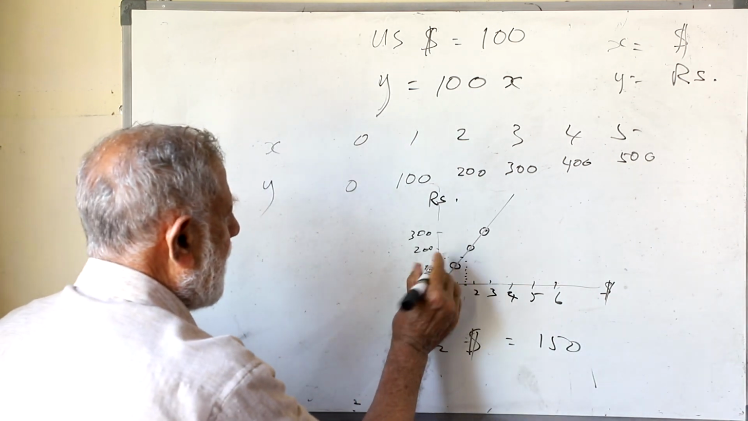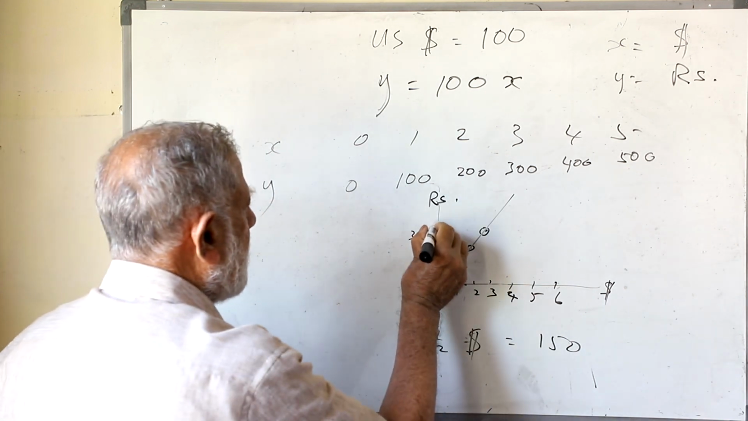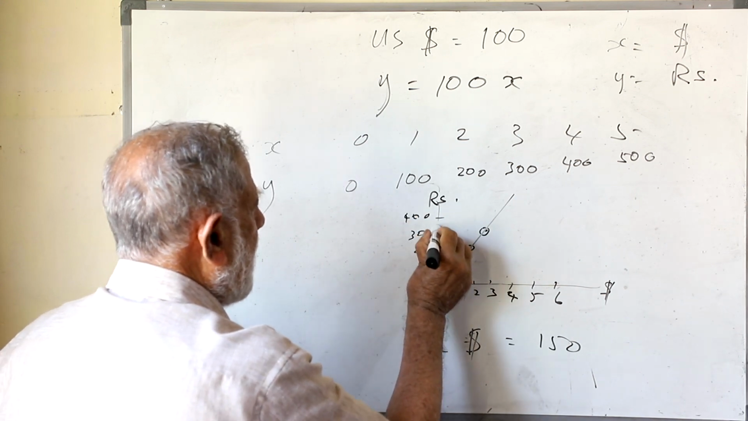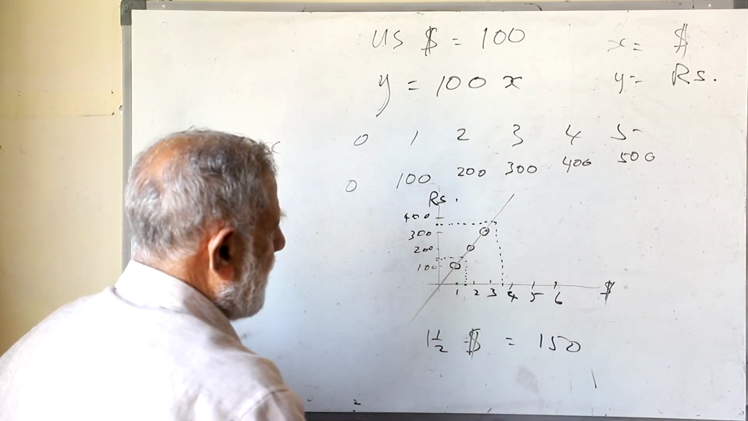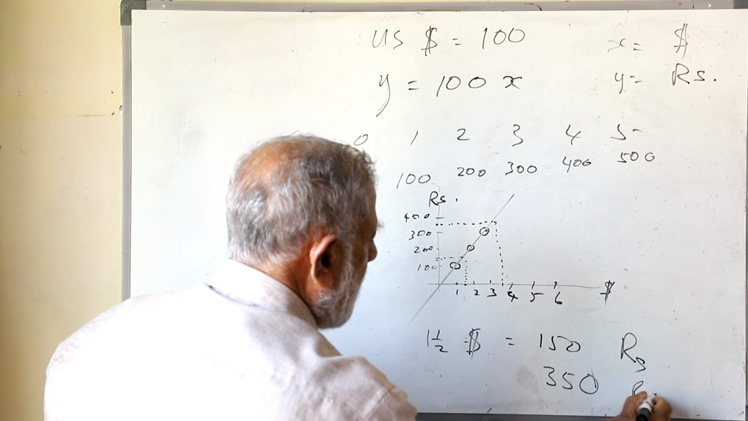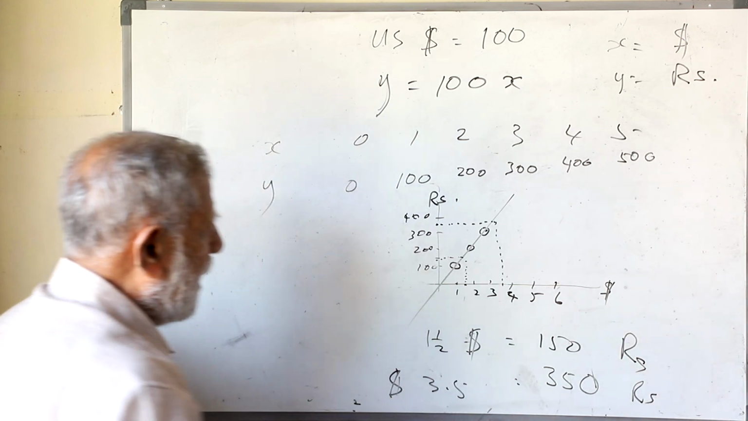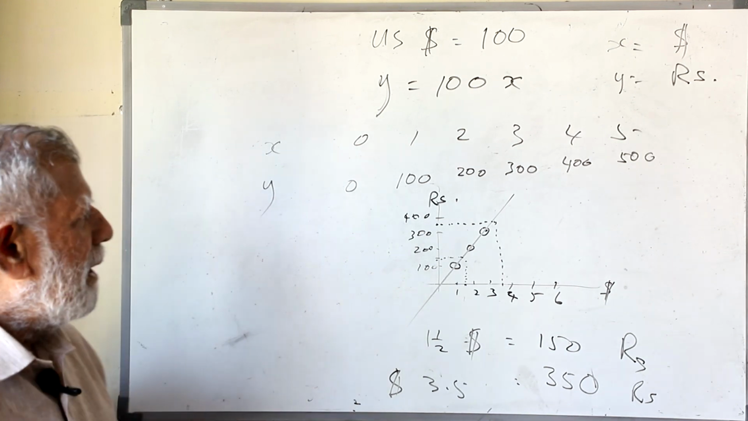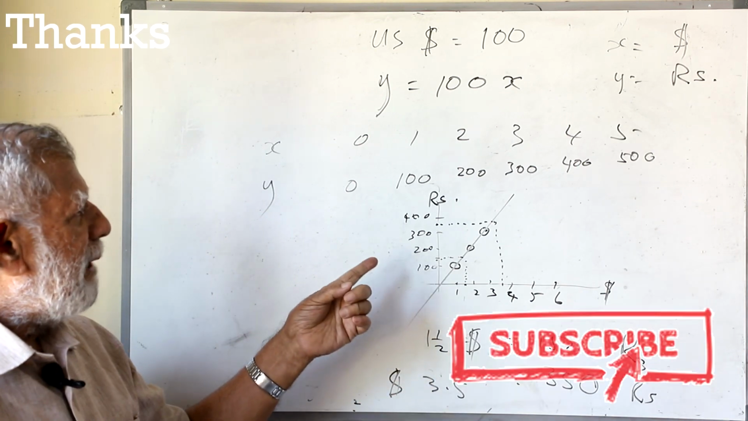This is a simple exercise. Same way, if it is 350 rupees, it will be coming here. So 350 rupees is equal to $3.5. So these are your calculations, children, for these graphs, and any value which is given like this, rupees or dollars or sterling pounds or anything, you can draw a graph like this and find out the exact values.